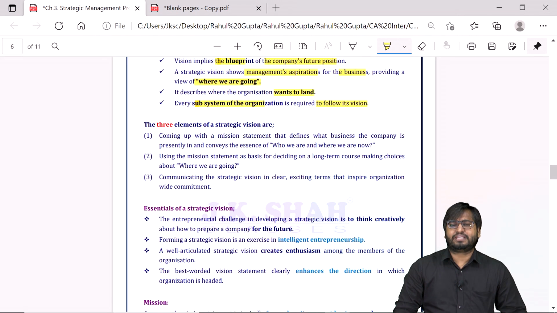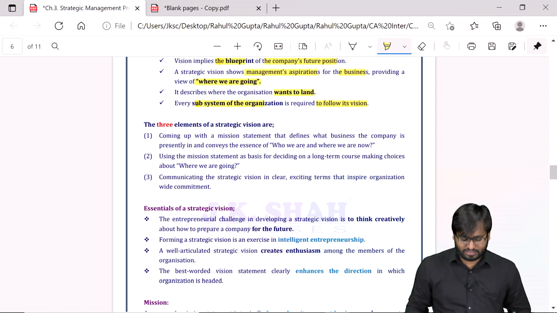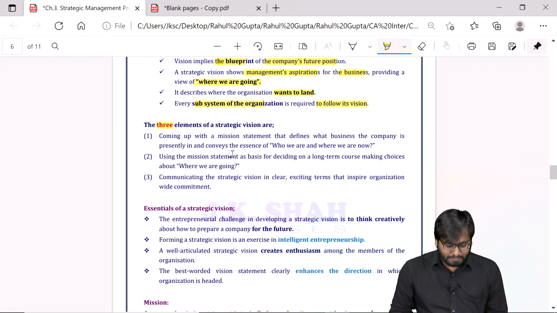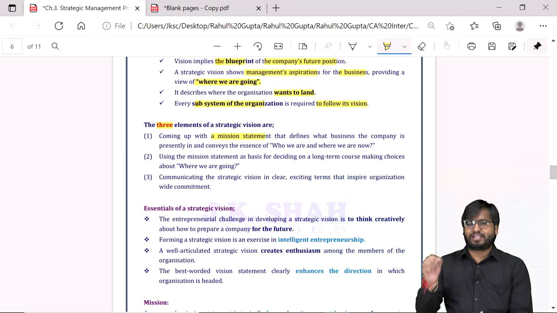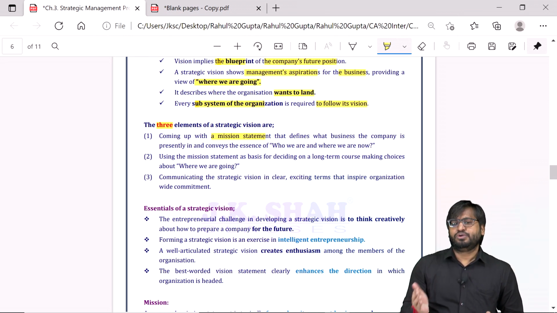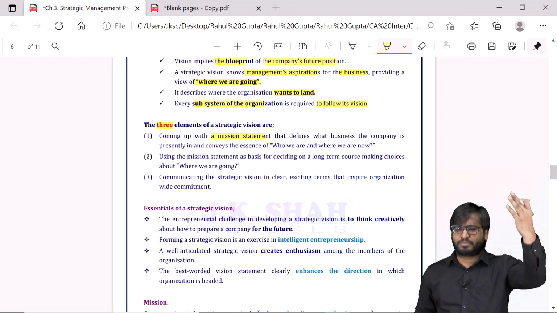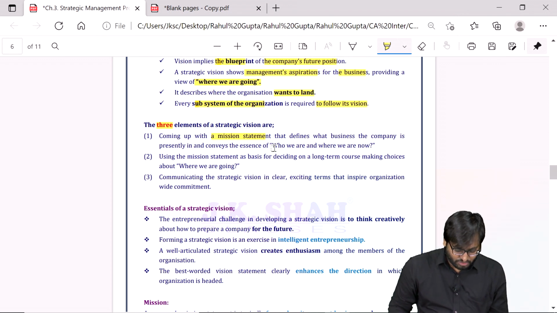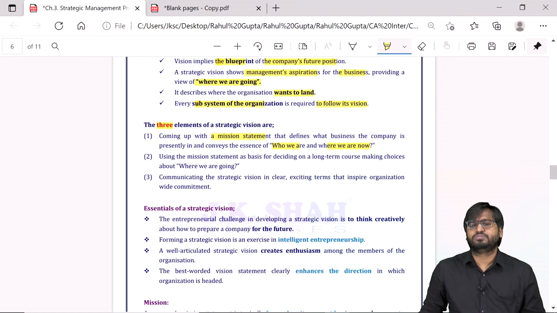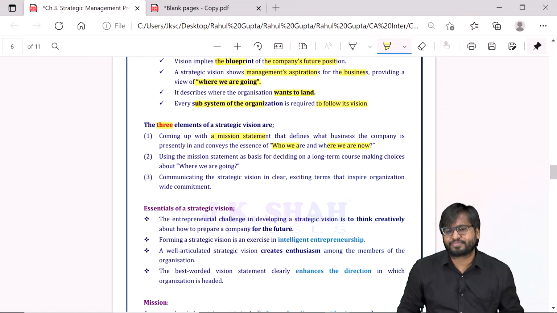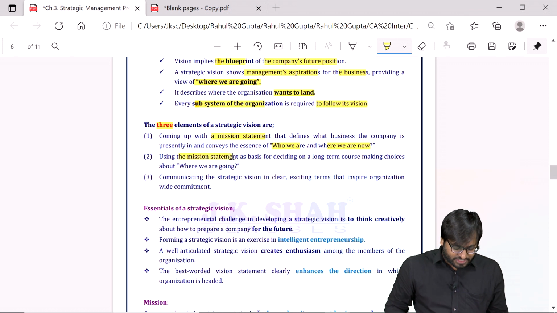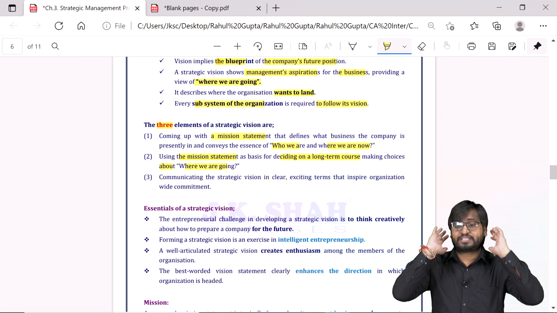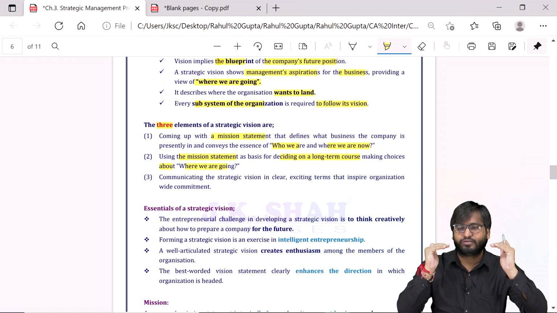The three elements of strategic vision. So, if you want to have a vision, you will have to come up with a mission statement, and that mission statement should clearly define who we are, where we are now. It's all good to think about the future, but you should know about your present also. Who we are, where we are now. It should clearly specify. Using this mission statement, we will decide our long-term course of action, where we are going.